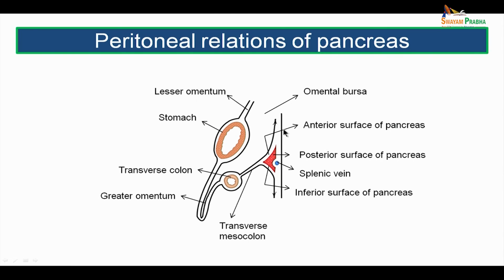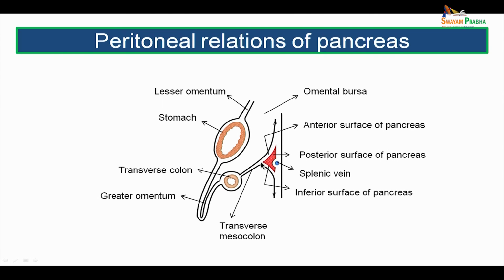What is seen here is the posterior abdominal wall on which lies the pancreas. Here we can see that the pancreas is retroperitoneal, that is, it lies on the posterior abdominal wall. So, only its antero-superior and antero-inferior surfaces are related to the peritoneum.